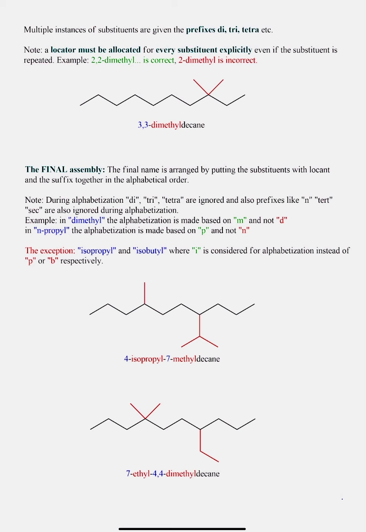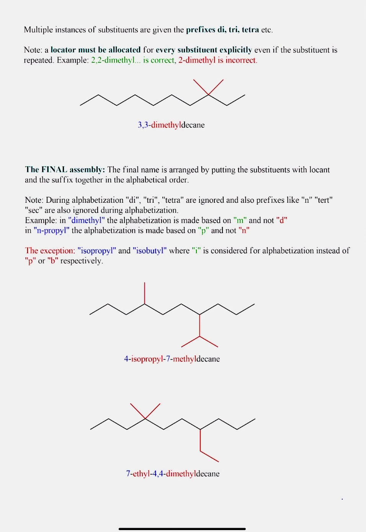And in the case of substituents like N-propyl, which is a straight propyl, you do not consider N. The only exception is iso. If you have isopropyl, you do not consider P for alphabetical order, you consider I. And if you have isobutyl, you do not consider B, but you consider I. So in all the substituents, you do not consider prefixes like di, tri, tetra, or N for alphabetical order. But when you have iso, you consider I for the alphabetical order.